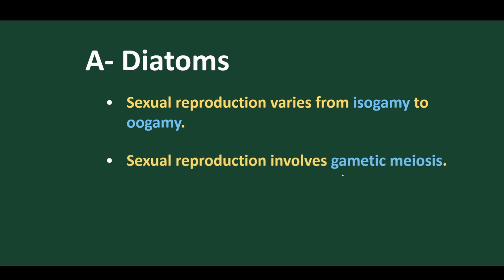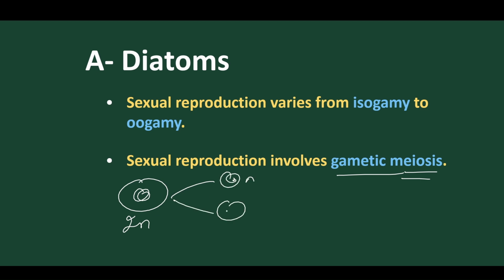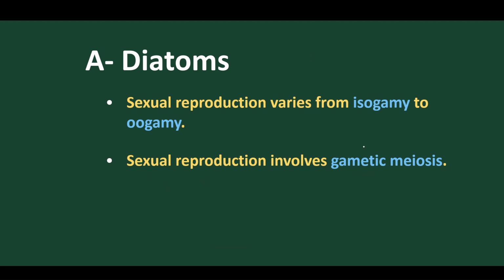In sexual reproduction, yes, they involve gametic meiosis. Why? Because the plant body, as we have discussed, is 2n. If it is 2n, it will produce gametes, and to produce gametes they undergo meiosis. So now we know the diatoms are diploid, and as they are diploid, they go for gametic meiosis, as we have already discussed.